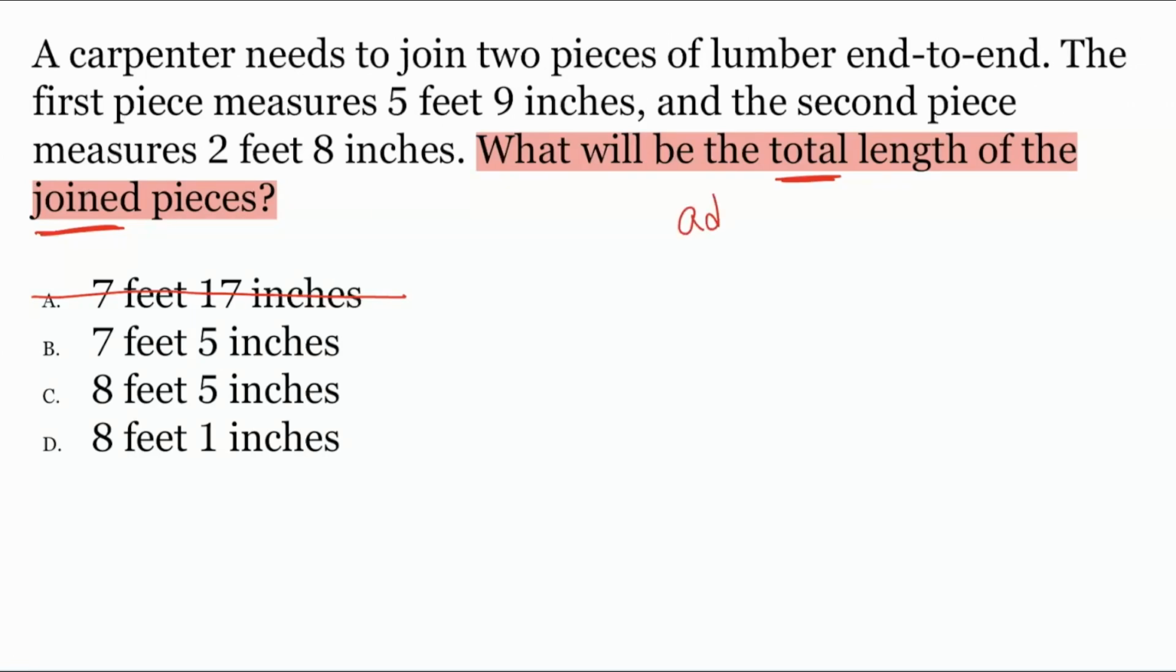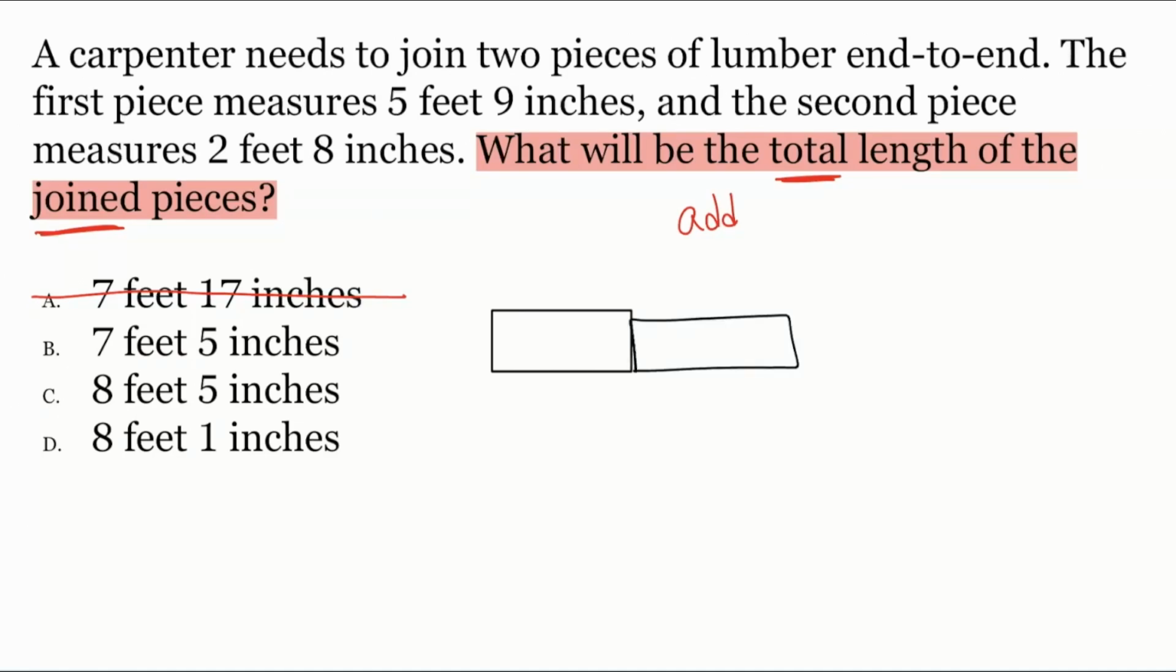So I know that I'm going to be adding something, but the question really is, well, what? What am I going to be adding? And that's where you need to stop thinking about numbers, think about the story. Here we go. A carpenter needs to join two pieces of lumber end to end. So you have some lumber here, and then perhaps we have some lumber like that. And we're trying to join these two pieces of lumber together. Pretty simple, pretty straightforward.